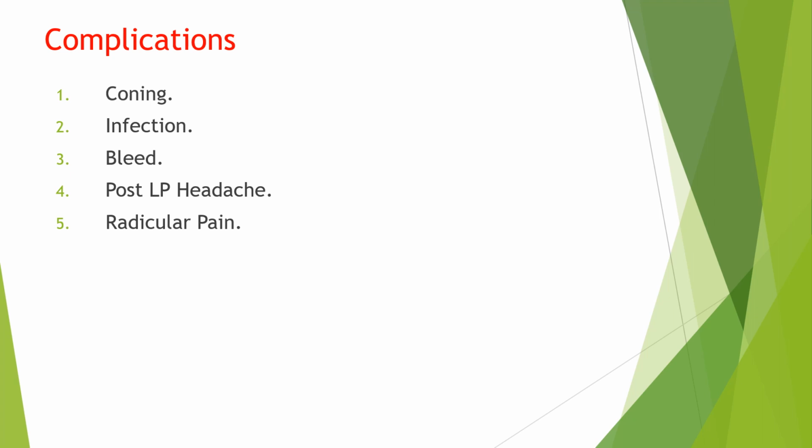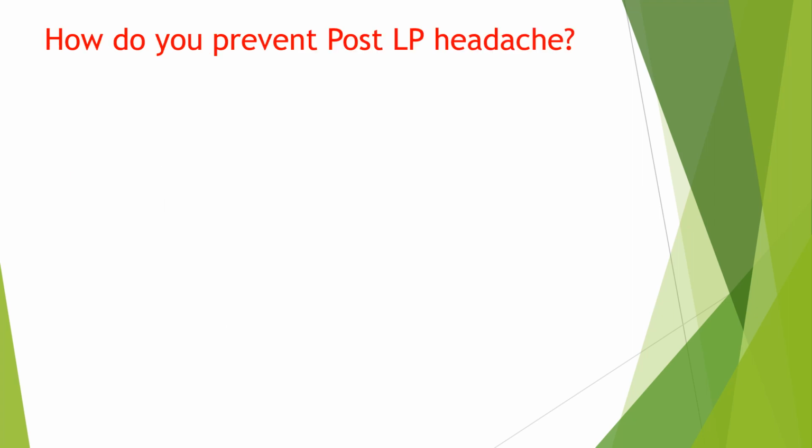If you inadvertently puncture a root, you may have radicular pain. Commonly, when we do lumbar puncture, we use a spinal needle, which has a stylet. If you don't use a stylet, if you just puncture with an ordinary needle, a part of the skin may go in and it can lead to subsequent epidermoid cyst formation.